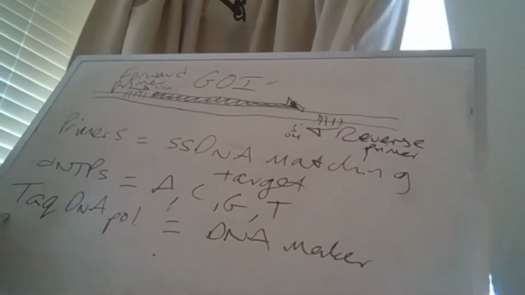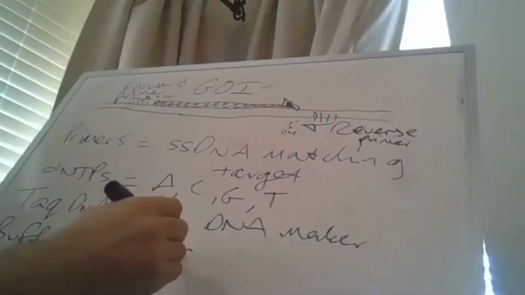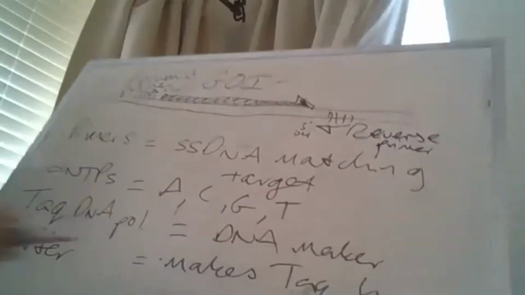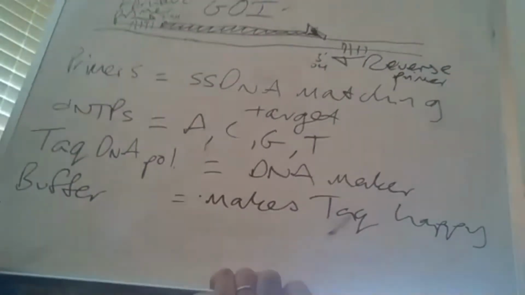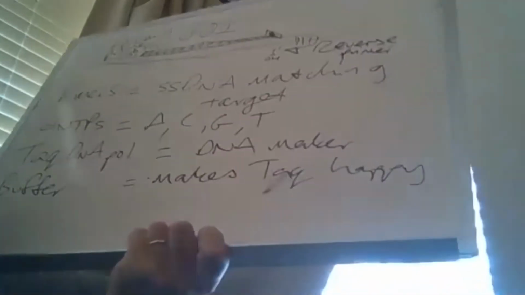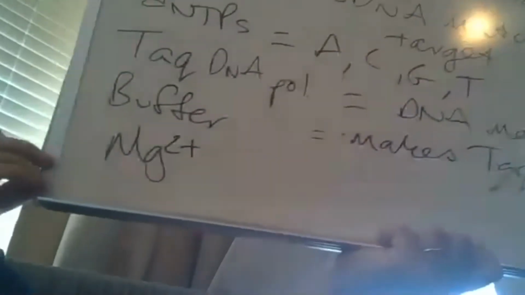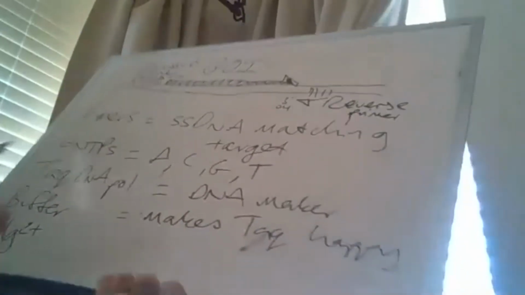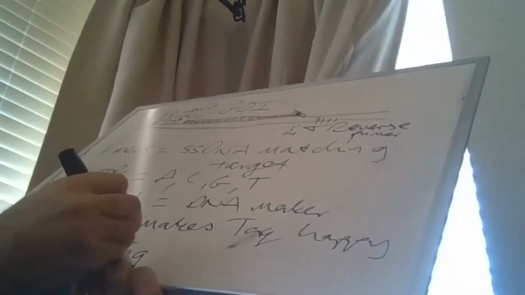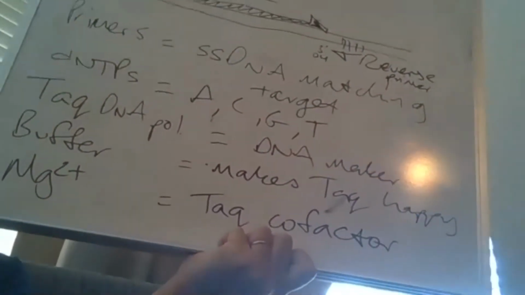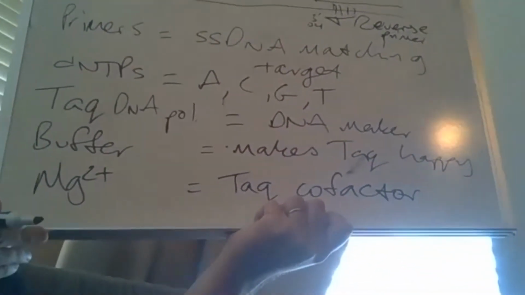What else do you need? You need buffer. And that basically makes Taq happy, right? It puts it in the correct kind of chemical mixture, trying to replicate a little bit of what it's like inside the bacterial cell. And then you have magnesium. I think we talked about this briefly another time, where enzymes need cofactors. Magnesium is the one for Taq. If you don't put it in, it doesn't work. It's as simple as that. And you can actually use the concentration of magnesium to make Taq more or less specific, which is kind of funky. I don't really understand how that works, but I know that it does.